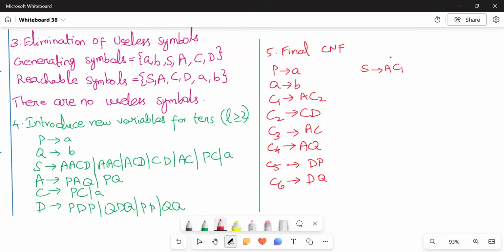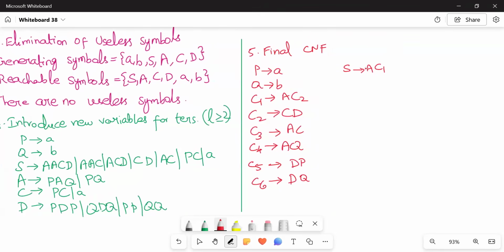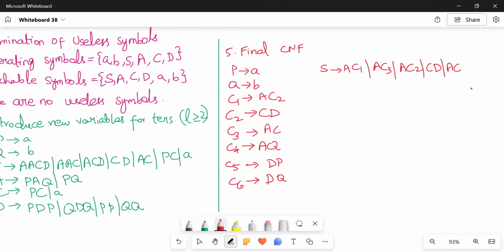So now S implies AC1 bar A AC. Instead of AC, we need to write C3. So AC3 bar ACD. ACD means AC2. So all are two variables. Then CD, AC, PC, CD, AC, PC bar A. Single terminal or two variables.